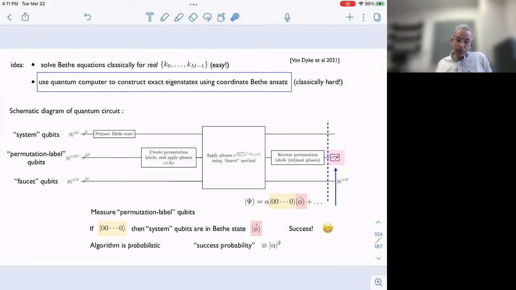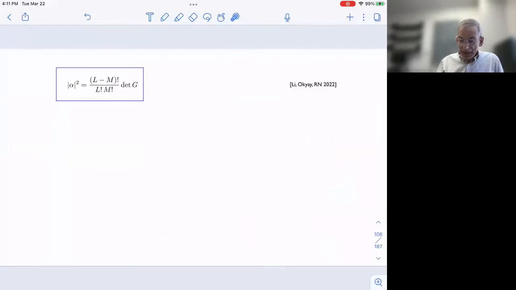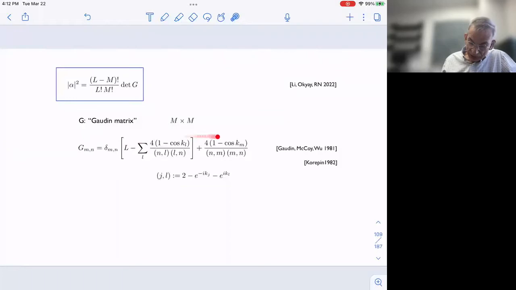But then I asked myself, well, is this something we can compute? And what's its value? And so in a recent paper with two of my students, we computed it. And the formula is surprisingly compact. It's given here. So it depends on L, on M, and the determinant of a matrix G. And this G is actually a famous quantity in the business of quantum integrability, in Bethe Ansatz. It's called the Gaudin matrix. So what it is, it's an M by M matrix. And if you want to take a look at it, it's not complicated. It's given here. It depends just on the Bethe roots k. So this notation is defined here, and so it's a very simple quantity. You can put it on the computer.